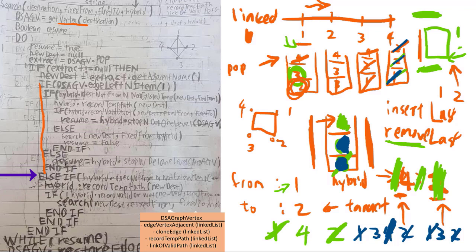So we enter here, and you need to check if the destination is not from, and it does not exist in this tag. If it does not exist in this tag, then you're going to enter here. Then hybrid dot record. Your hybrid would be the entire thing to record your item.